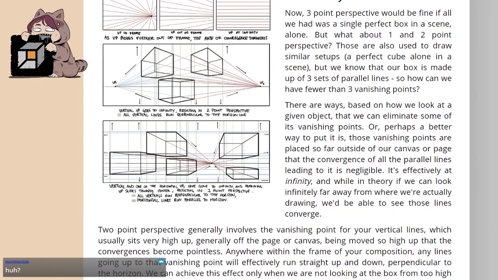There are ways, based on how we look at a given object, that we can eliminate some of its vanishing points, or perhaps a better way to put it is, those vanishing points are placed so far outside of our canvas or page that the convergence of all the parallel lines leading to it is negligible. It's effectively at infinity, and while in theory, if we can look infinitely far away from where we're actually drawing, we'd be able to see those lines converge.